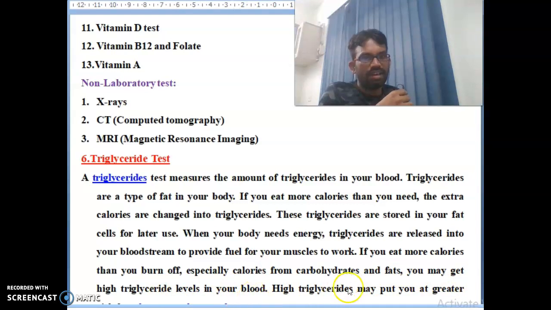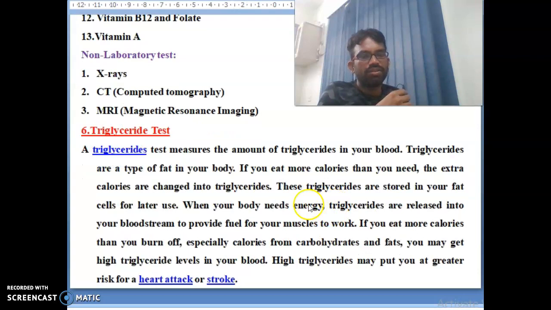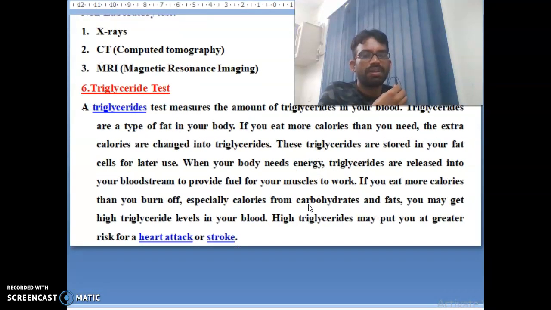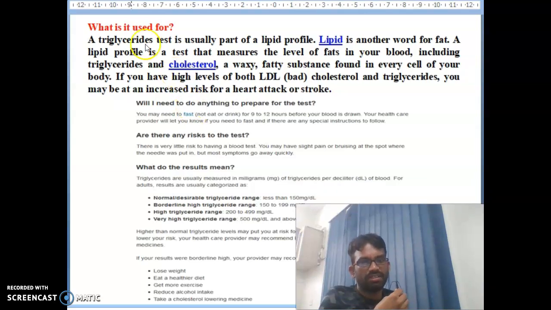So this blood level you can find out here. The test will find out how much cholesterol is present in your body, and they will find what the use of these things is.